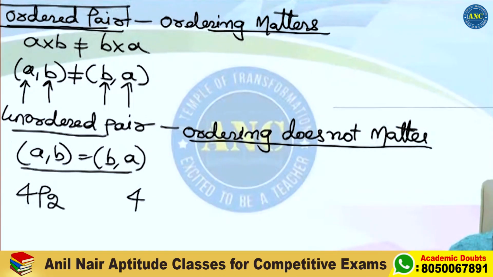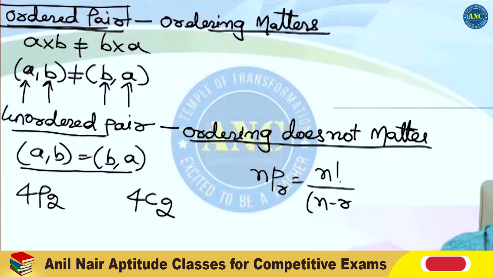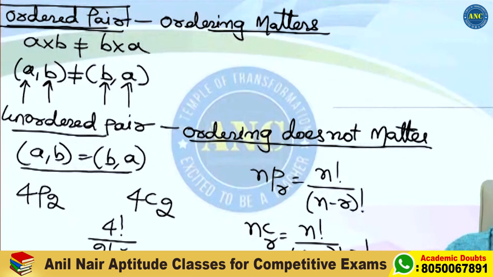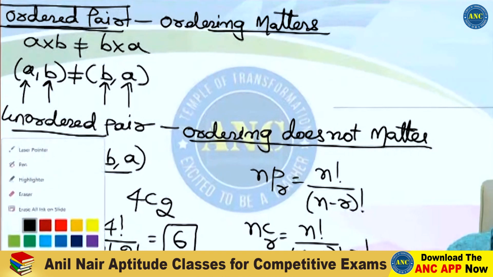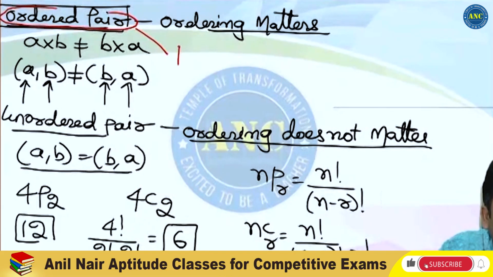4P2 and 4C2. Generally in the textbooks it is written that nPr is n factorial by (n minus r) factorial, and nCr is n factorial by (n minus r) factorial into r factorial. This is the definition, but I don't want to teach like this. 4 factorial by 2 factorial is 12, and 12 by 2 is 6. Now listen carefully. Ordered pair is nothing but permutation.